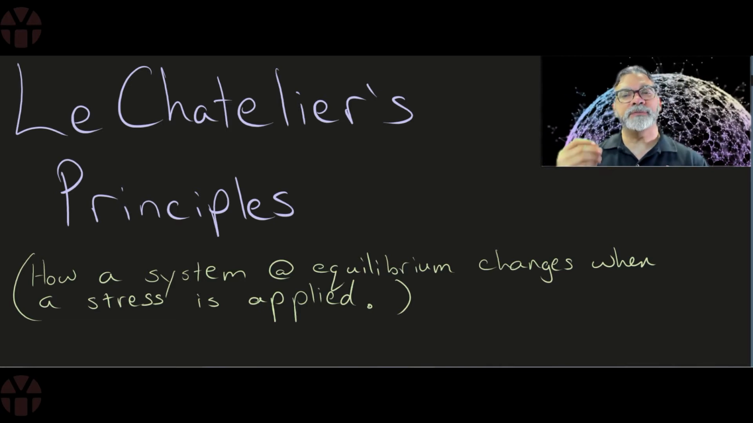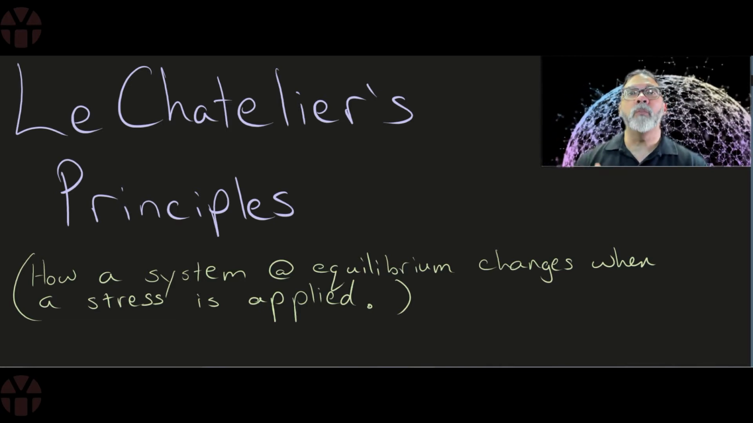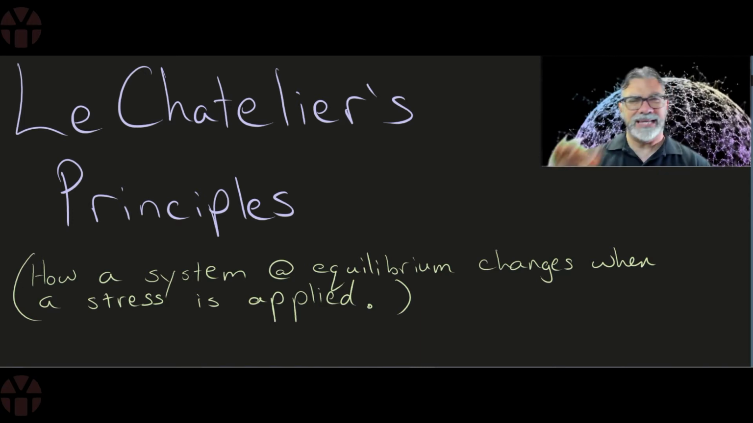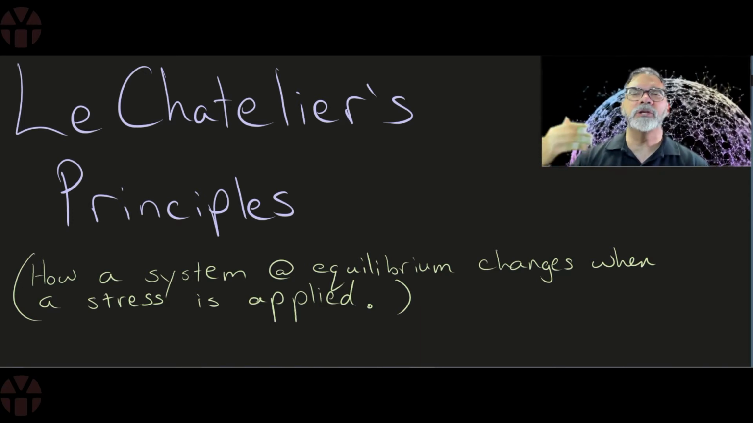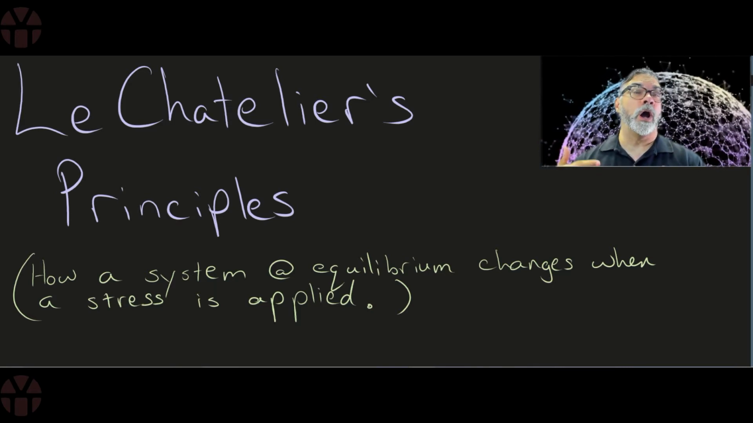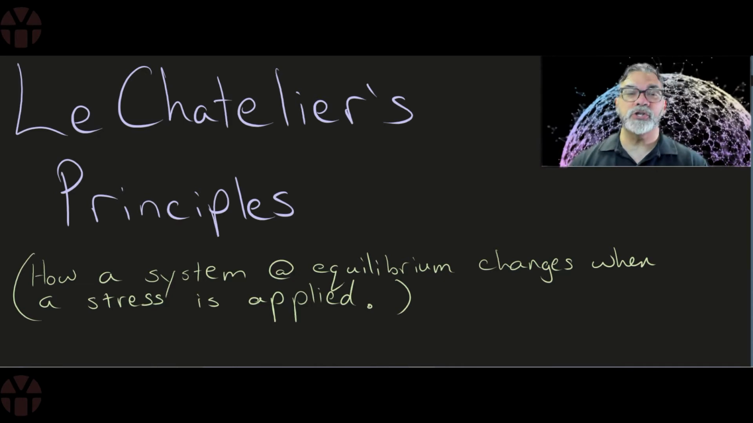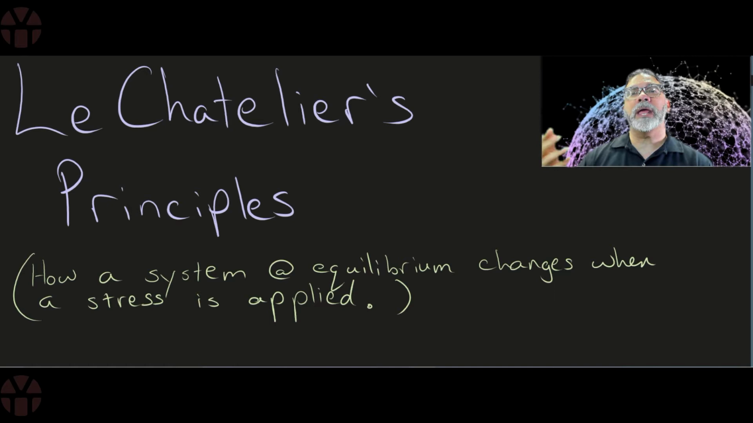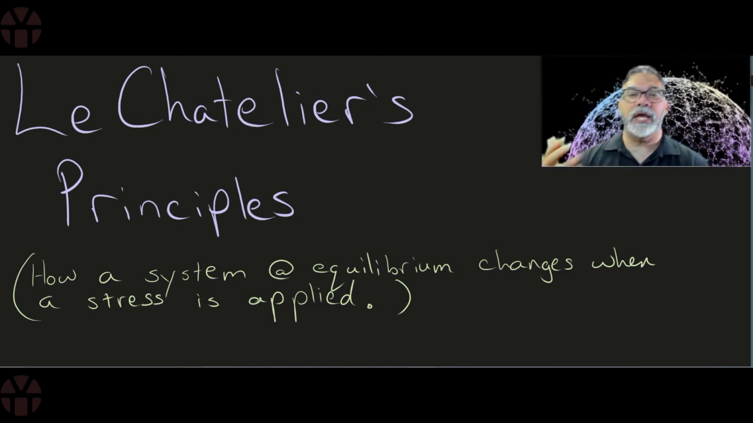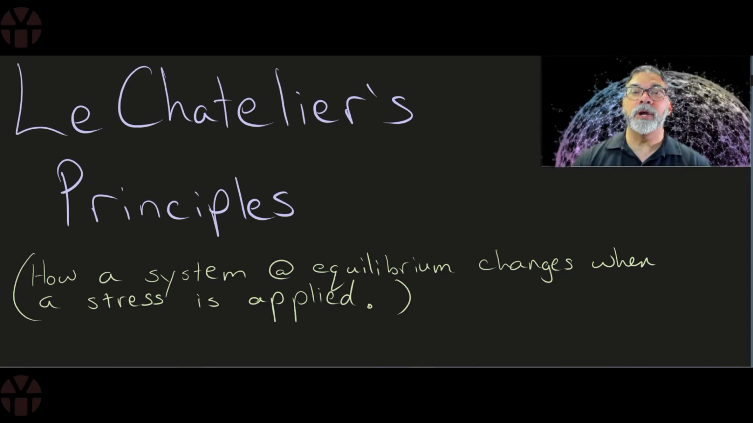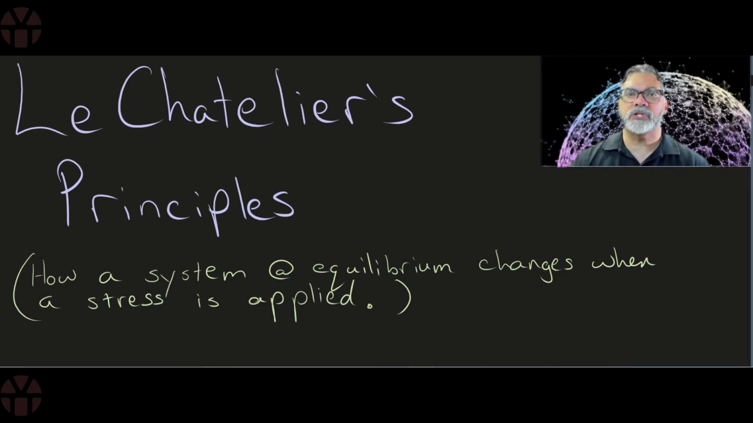What we haven't spent any time looking at is a more qualitative perspective. If we didn't need to get into exactly how much, if I just wanted to know in general how much of a substance I would have or which way a reaction would shift, what we haven't spoken about yet is how I can generally predict what will happen to a system that is at equilibrium when we apply a stress.